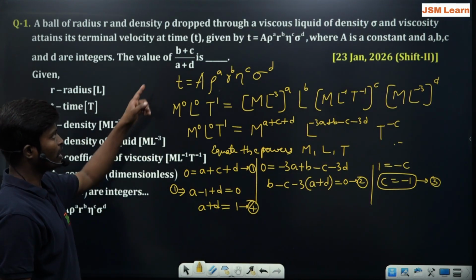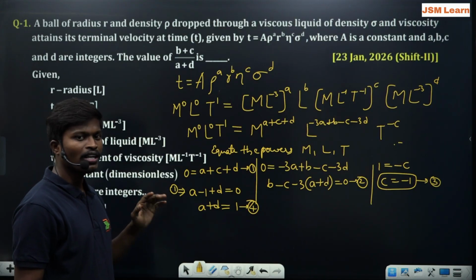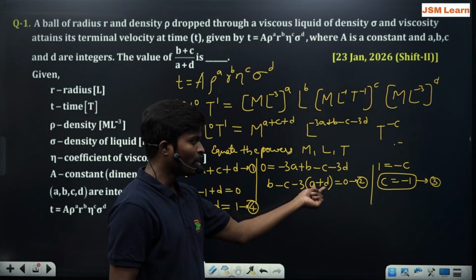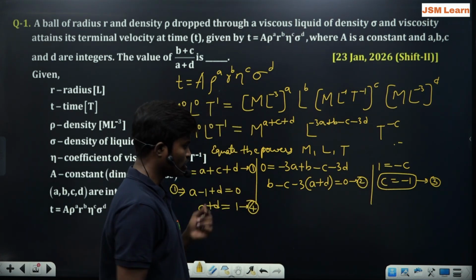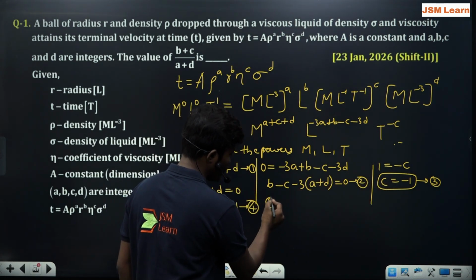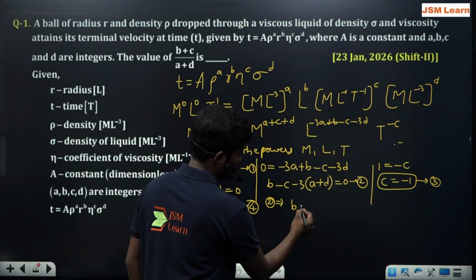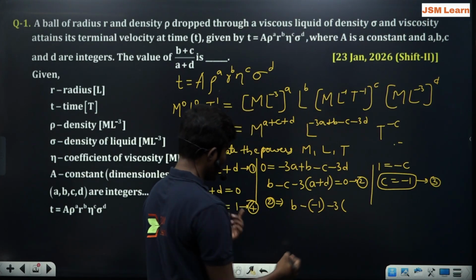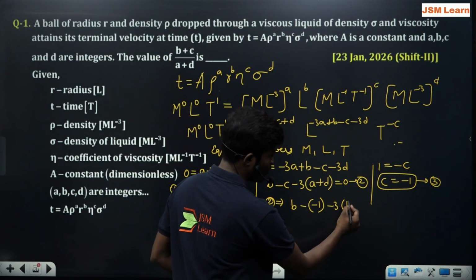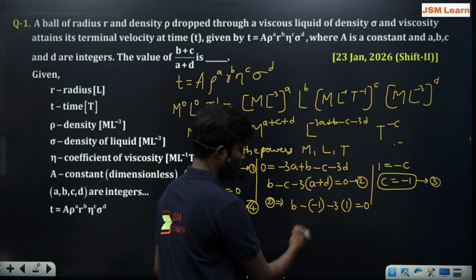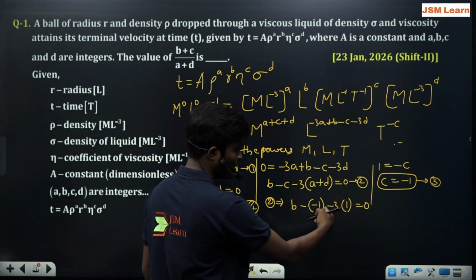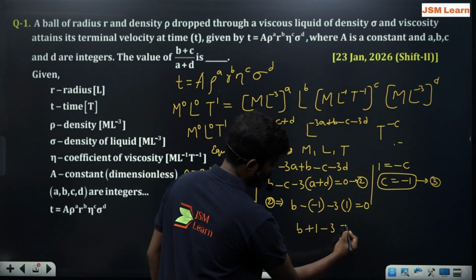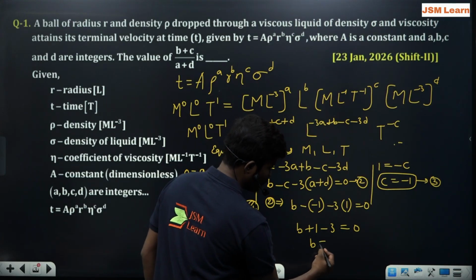Now if you see the question, a + d is in the denominator, so we already got half of the answer. Now in equation 2, using the a + d value and the c value, it becomes b - (-1) - 3 into (a + d) value 1 equals 0. So minus of minus becomes plus: b + 1 - 3 = 0. So b = 2.